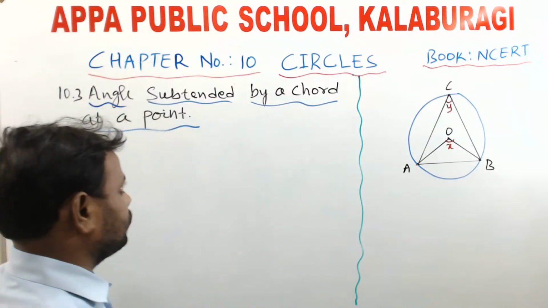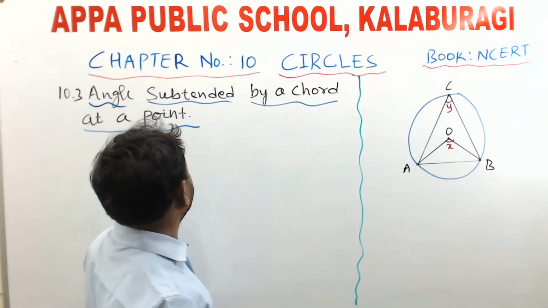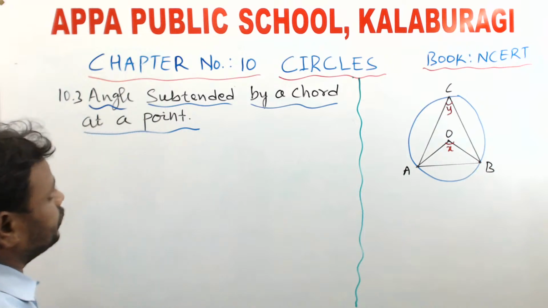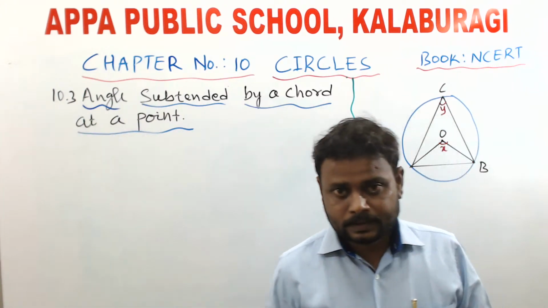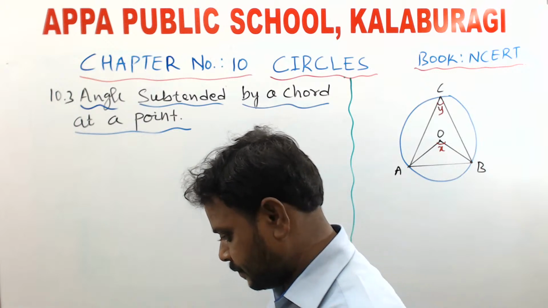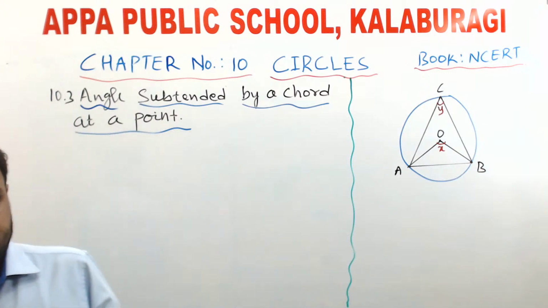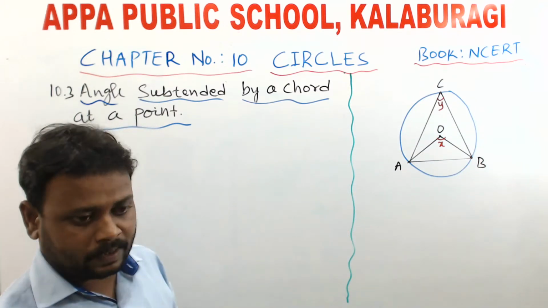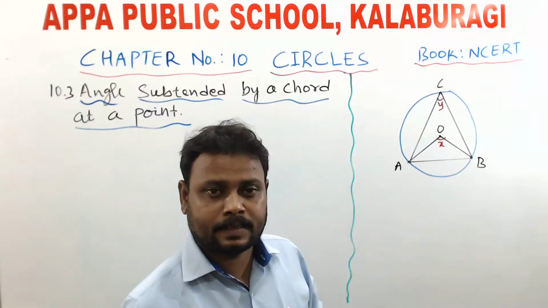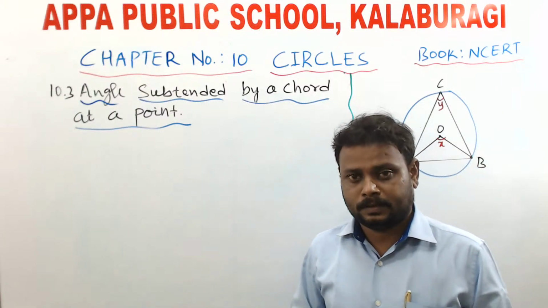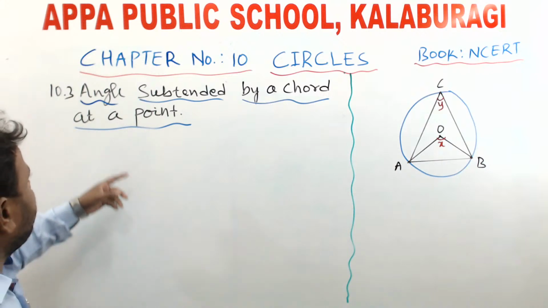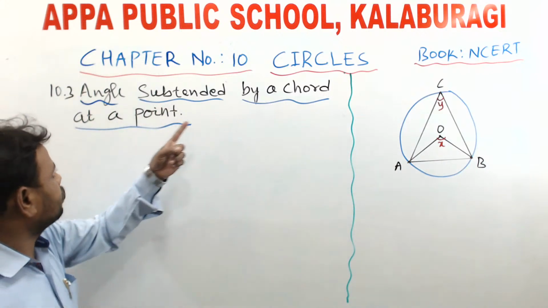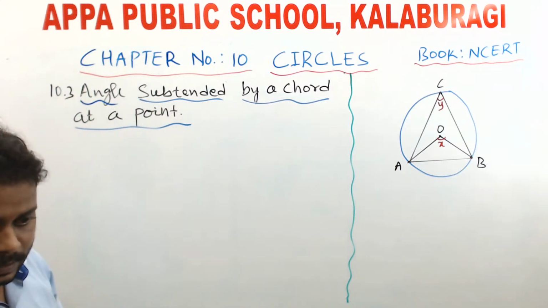So, in the last week, we started chapter number 10, Circles, and we are continuing that. What are the points we have discussed in the last week? The introduction part of the circle, and also we have completed exercise 10.1. Now we are moving to the next topic, angle subtended by a chord at a point.